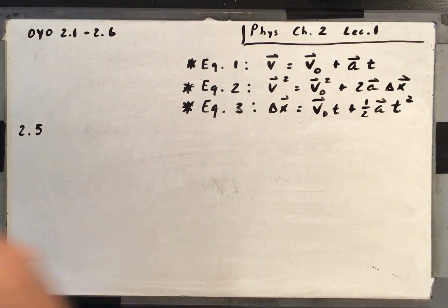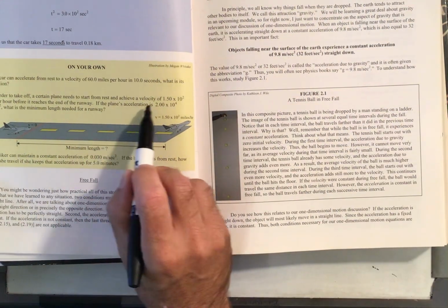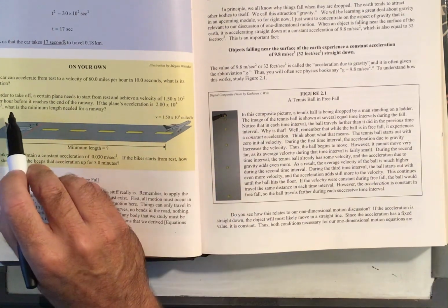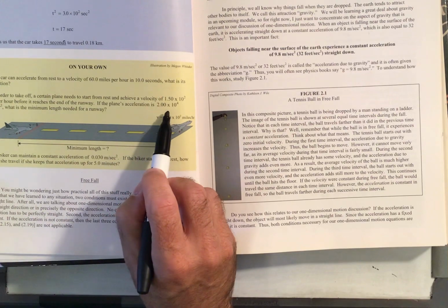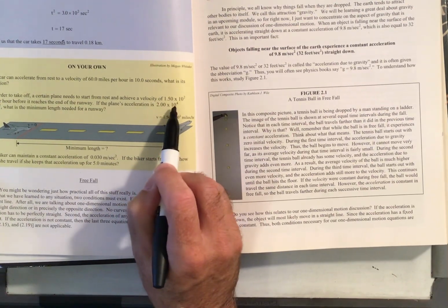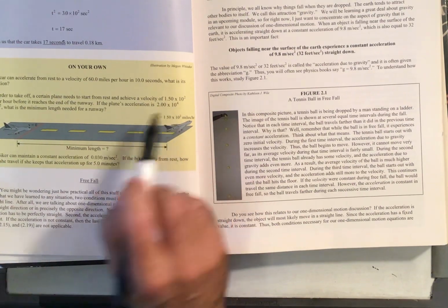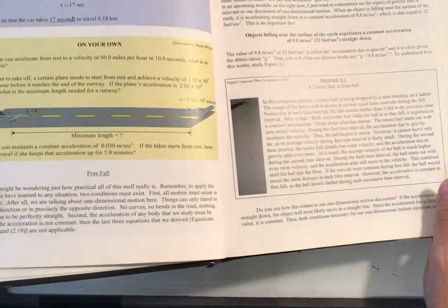Okay, so 2.5 says, in order to take off, a certain plane needs to start from rest and achieve a velocity of 150 miles an hour before it reaches the end of the runway. If the plane's acceleration is 2 times 10 to the fourth, which is 20,000, you can leave it in scientific notation if you want to, but 20,000 miles per hour squared. What is the minimum length needed for a runway?